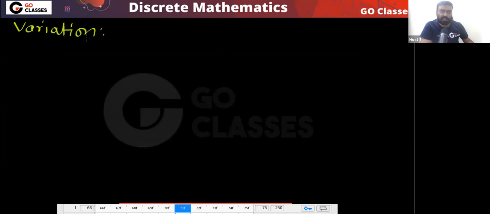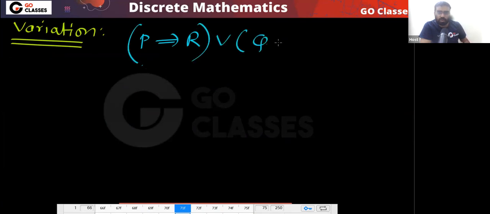Let me give you a variation. Can you try this intuitively? Please think intuitively. I am saying that P implies R, either this will imply R or Q will imply R. Either P will imply R or Q will imply R.